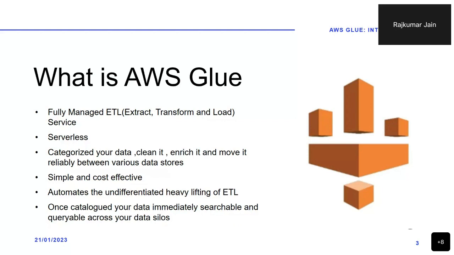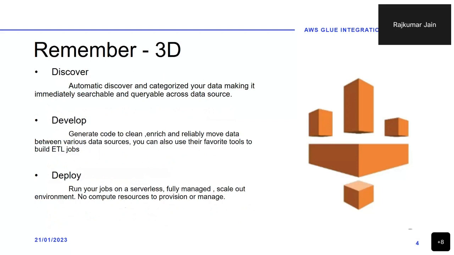Let's move to the next slide, where we can think about the 3 Ds: discover, develop, and deploy in AWS Glue. In discover, what are we discovering? We are discovering the data which we get from the data source. It will automatically discover and categorize your data, making it immediately searchable and queryable once it is available in the catalog. Secondly, you don't need to think about the schema because the crawler will take care of that. It will capture semi-structured and structured data in a well-defined schema automatically, with no need to define anything there.